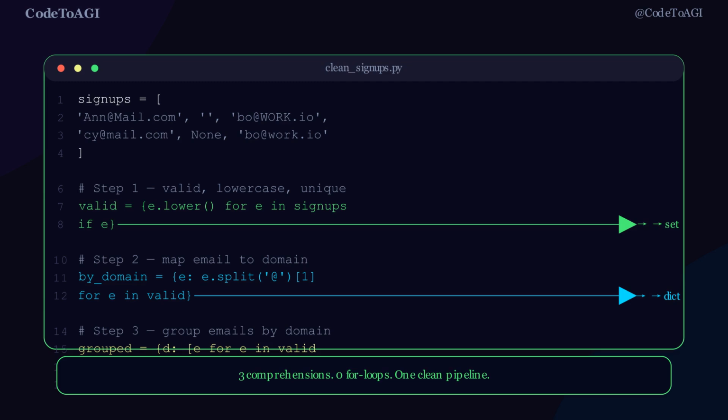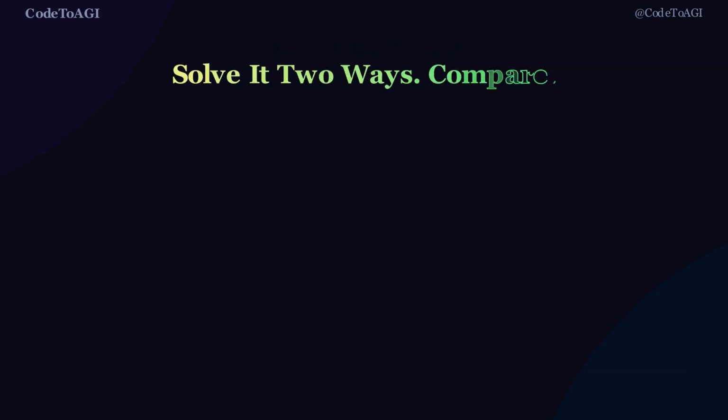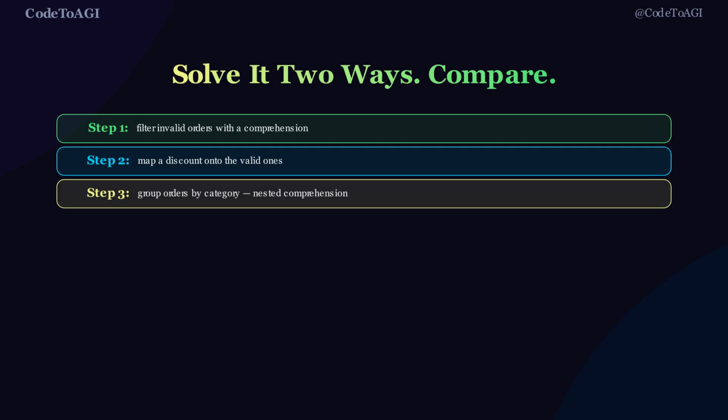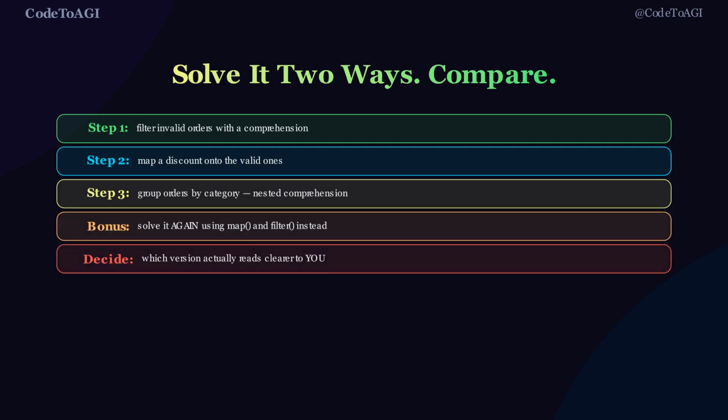1 clean pipeline. Your challenge. Take a list of raw orders, some invalid. Step 1. Filter out invalid orders with a comprehension. Step 2. Map a discount onto the valid ones. Step 3. Group them by category using a nested comprehension. Bonus. Solve it again using map and filter instead. Then decide for yourself which one actually reads clearer. Paste both versions in the comments. I read every single one.